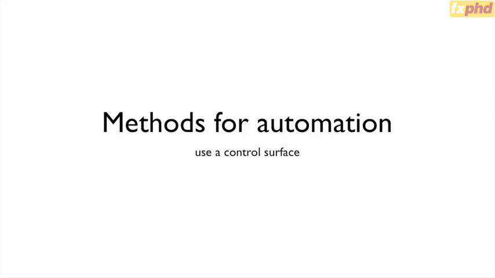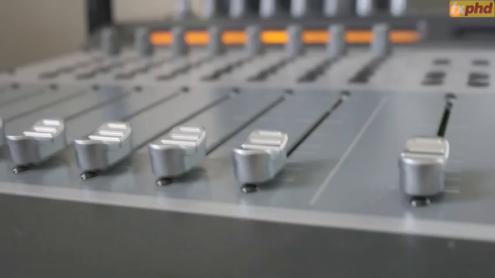The third method is to use a supported control surface, and you can record automation data by physically moving the faders, knobs, pressing buttons, or using other controls on the control surface. These controls are mapped to equivalent functions in your digital audio software.